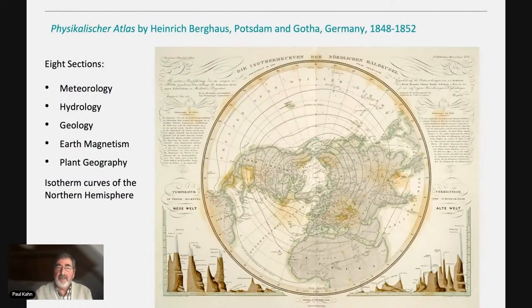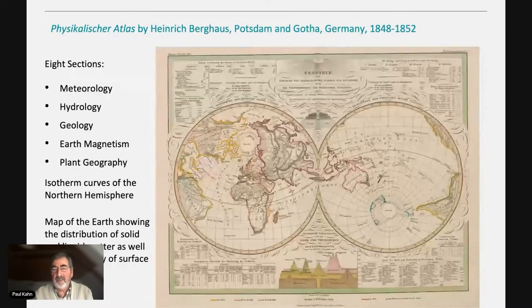In the 19th century, Berghaus's book is divided up into separate sections of the specialties of science at the time. So we've got meteorology separate from hydrology, from geology. This example is from the meteorology. It shows the isothermic curves of the northern hemisphere based on work that inspired Berghaus by Alexander von Humboldt.